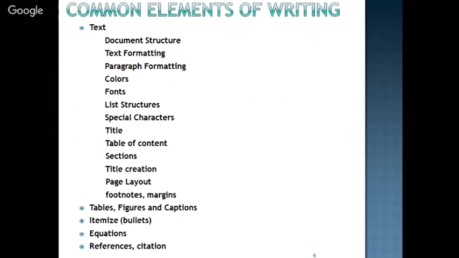Then comes common elements of writing. Whenever you are going to write some document, what can be the common elements? The common elements will be text, figures, tables. Then you may use bullets. You may have references. Then in text, you have to take care about the colors, font sizes, special characters, paragraphs, sections, table of contents. So all these things we can have in LaTeX also. We will see one by one.